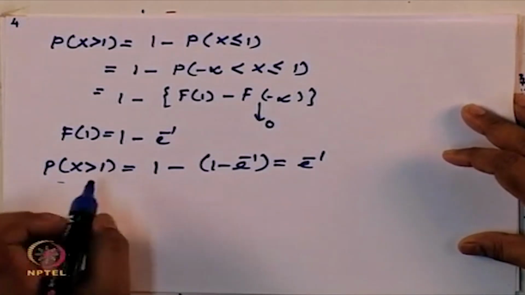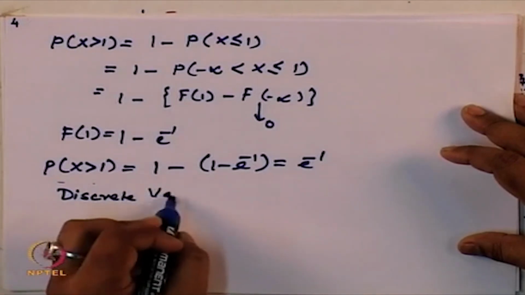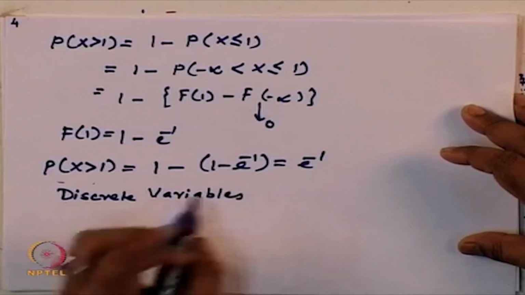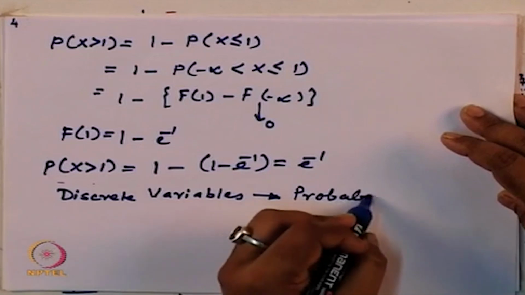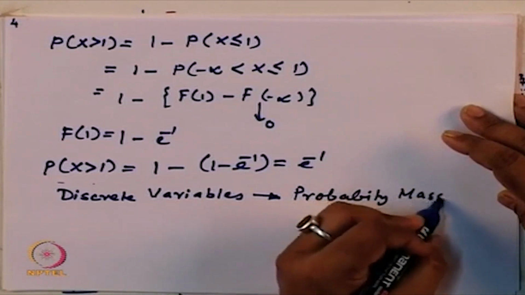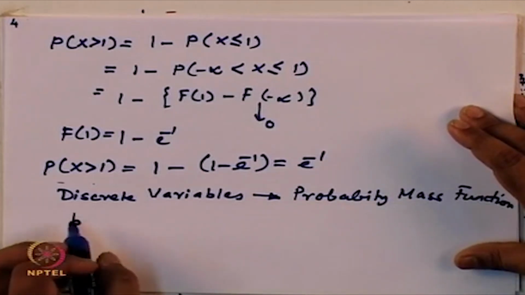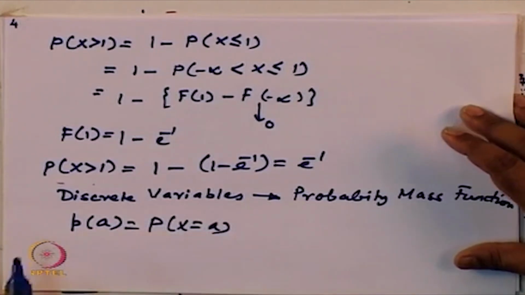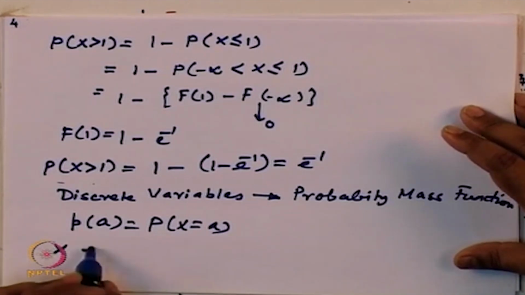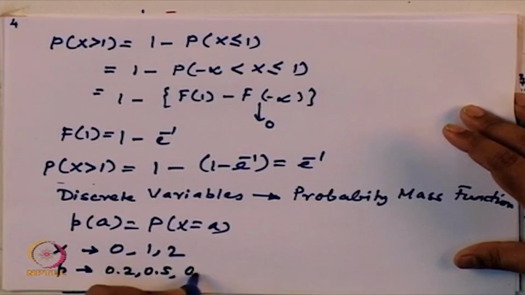Okay. So, for discrete variables, I can have something called a probability mass function. The probability mass function is given by p(a) equals probability of X equal to a. So, if X is a random variable which takes the values 0, 1, 2, and the probabilities, let us assume, are 0.2, 0.5, 0.3.